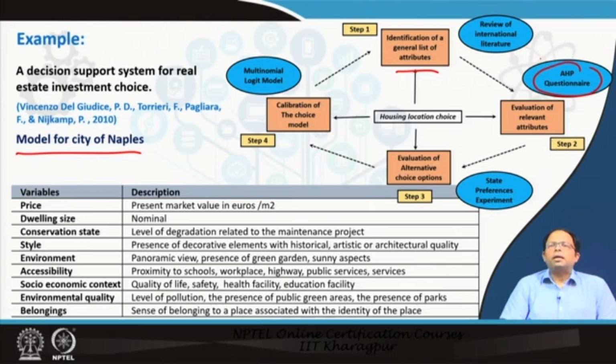We have already discussed the analytical hierarchy process earlier, and we see that these are the different parameters that were considered, like price, present market value in euros per meter square, dwelling size, conservation state, style, environment, accessibility, socioeconomic context, environmental quality, belongings, and so on. Belongings means sense of belonging to a place associated with the identity of the place. Environmental quality looks into level of pollution, presence of green areas, and so on. Socioeconomic context covers quality of life, safety, health. Accessibility is proximity to schools, workplaces. So, there are several parameters which could be considered, and this also gives you an idea about the parameters you can consider while developing a real estate investment choice model.